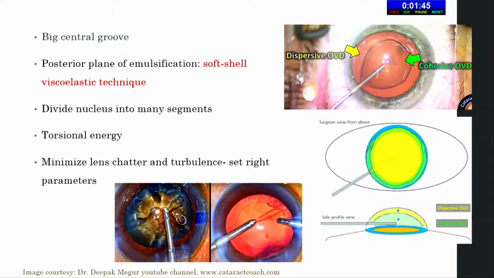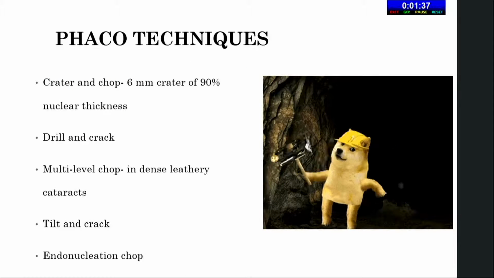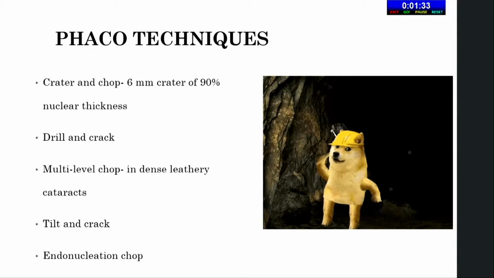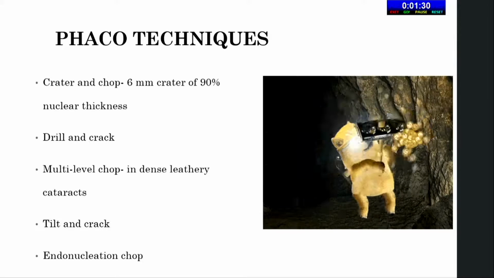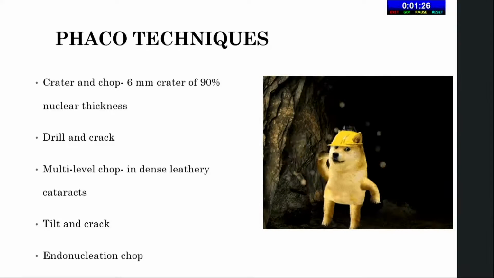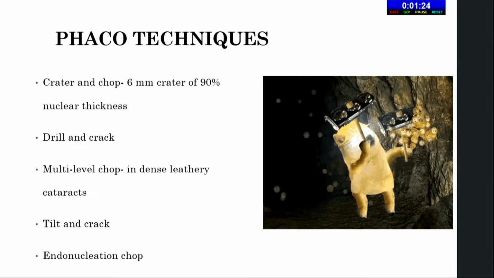To minimize the lens chatter and turbulence, the right parameters are needed, like a high vacuum and a moderate amount of phaco energy. So there are different kinds of phaco techniques. Better ones are crater and chop with 90% thickness, where the crater is made, and other techniques like drill and crack, tilt and crack are used.